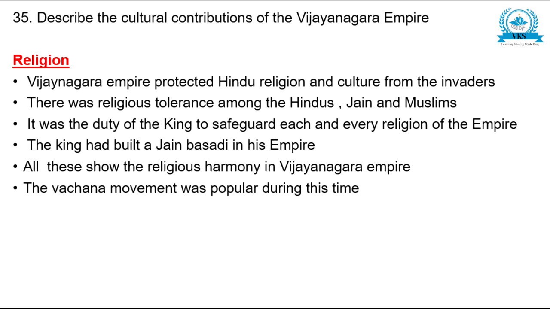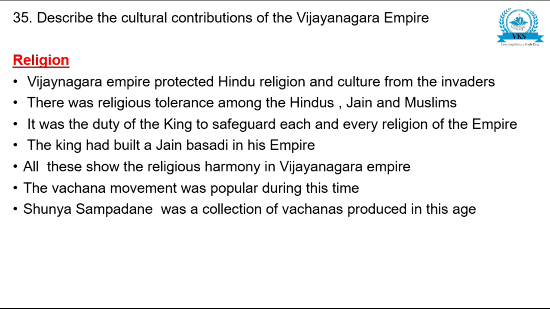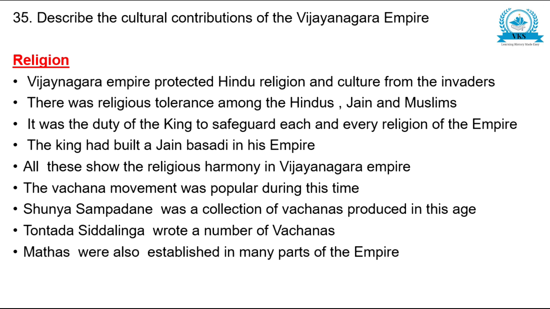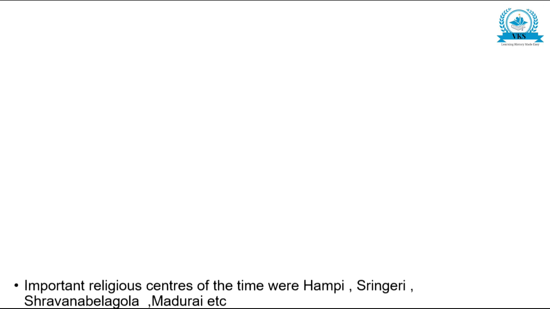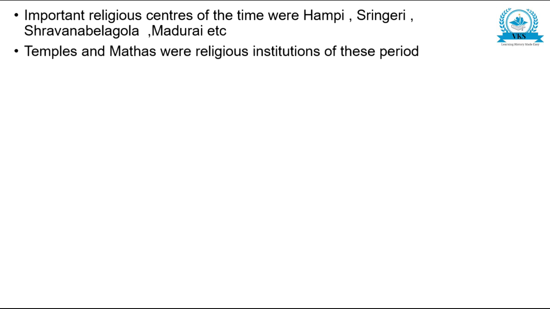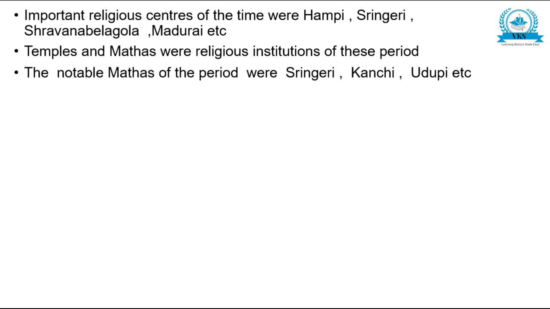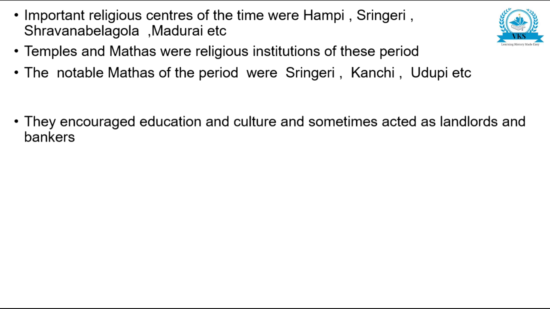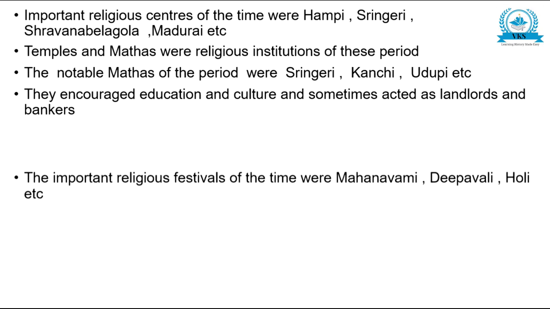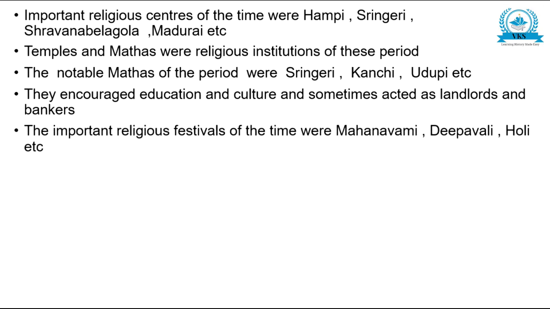The Vachana movement was popular during this time. Shunya Sampadane was a collection of vachanas produced in this age. Tontada Siddhalinga wrote a number of vachanas. Matas were also established in many parts of the empire. Important religious centers of the time were Hampi, Sringeri, Shravanabelagola, Madurai, etc. Temples and matas were religious institutions of this period. The notable matas of the period were Sringeri, Kanchi, Udupi, etc. They encouraged education and culture and sometimes acted as landlords and bankers. The important religious festivals of the time were Mahanavami, Deepavali, Holi, etc.